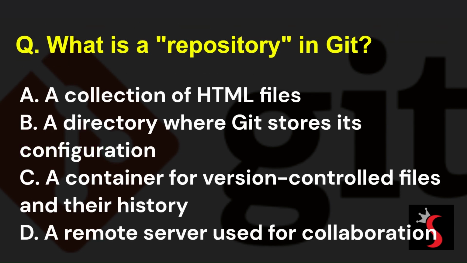What is a repository in Git? A. A collection of HTML files. B. A directory where Git stores its configuration. C. A container for version-controlled files and their history. D. A remote server used for collaboration.